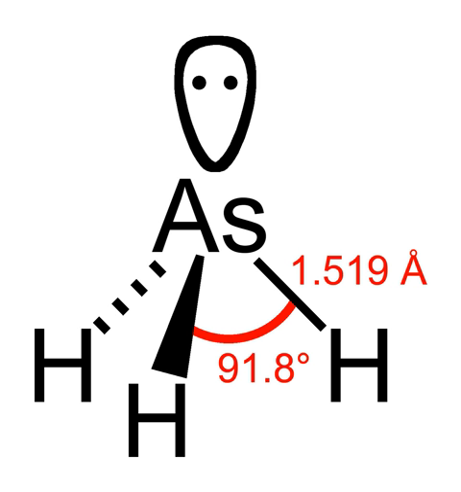The term arsine is commonly used to describe a class of organoarsenic compounds of the formula AsH3-xRx, where R equals aryl or alkyl. For example, As(C6H5)3, called triphenylarsine, is referred to as an arsine.